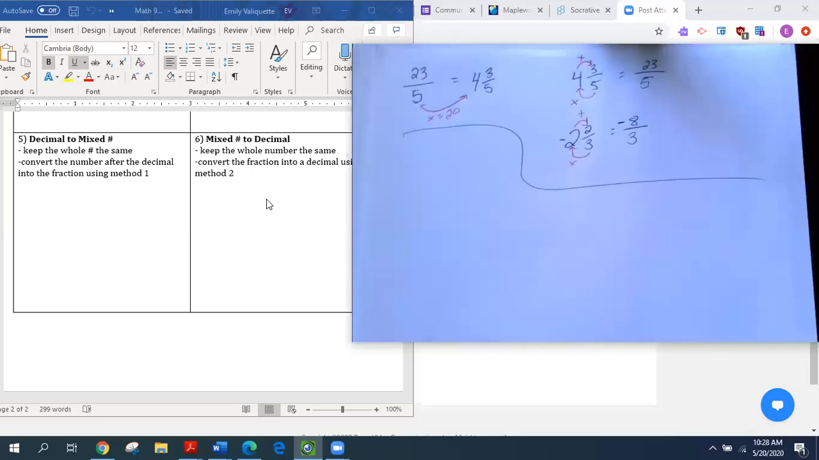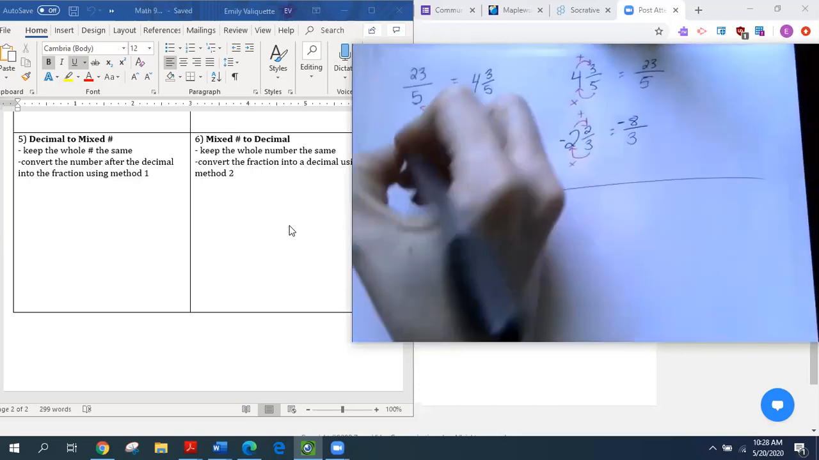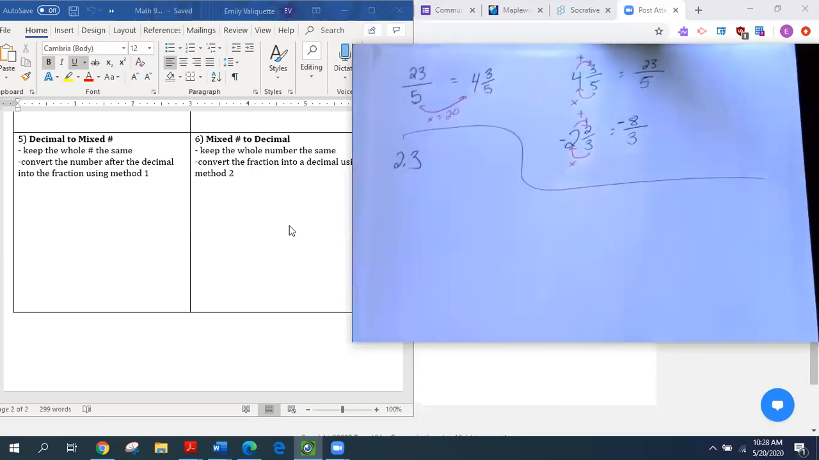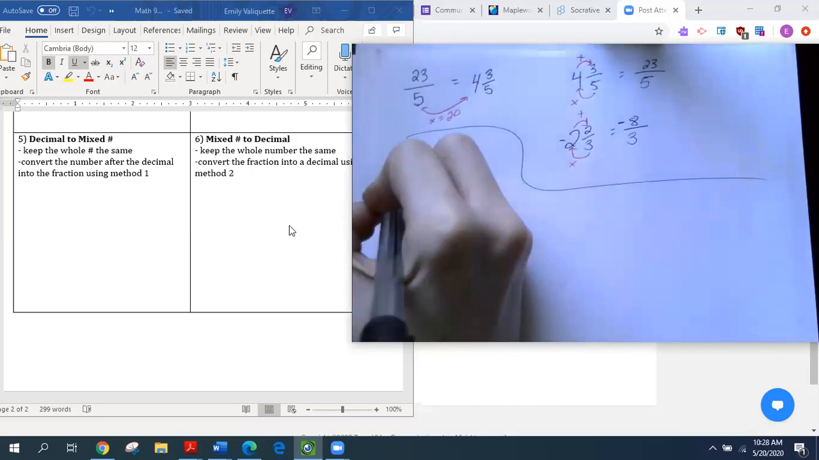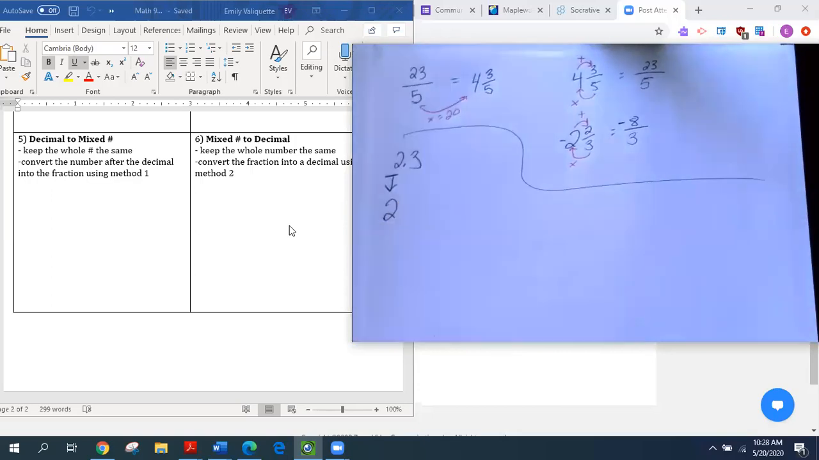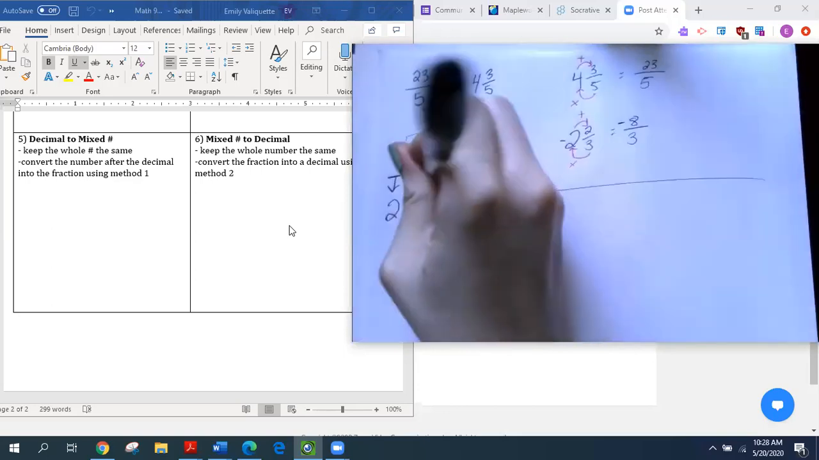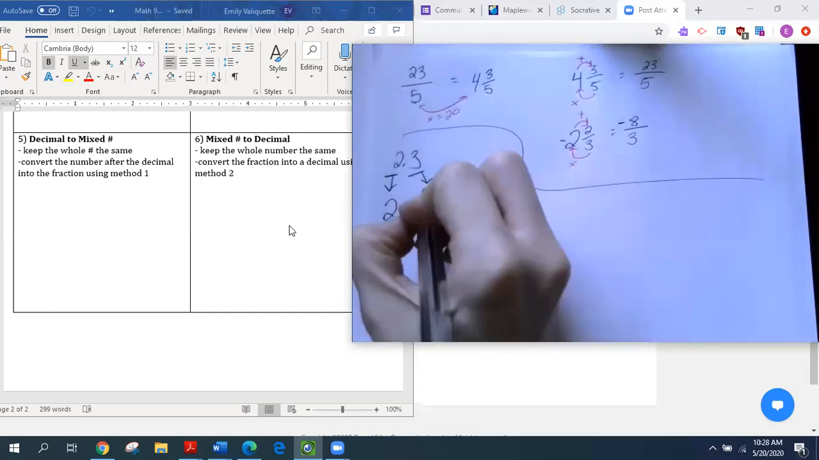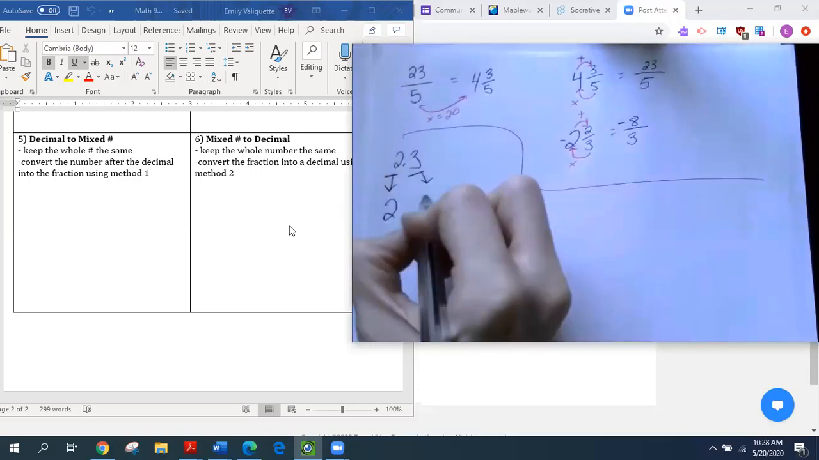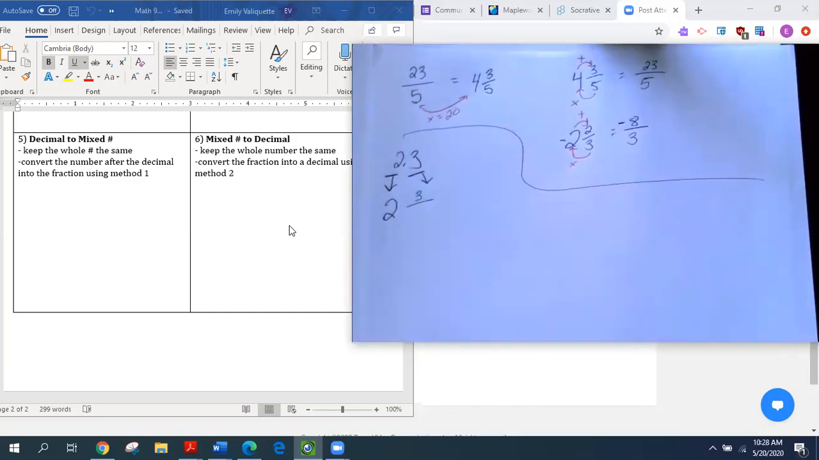Okay, the last ones that we're going to do are converting between decimals and mixed numbers. So let's say I had 2.3 as my decimal. What I'm going to do is keep the whole number, so in this case the 2, and then the decimal part I'm going to convert into a fraction. And again, all we do to do that is take the decimal portion, so in this case 3, and put it over whatever place it's in. So in this case, it's in the 10th position, so it's 3 over 10.